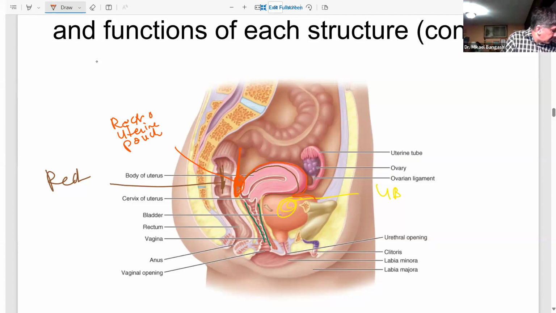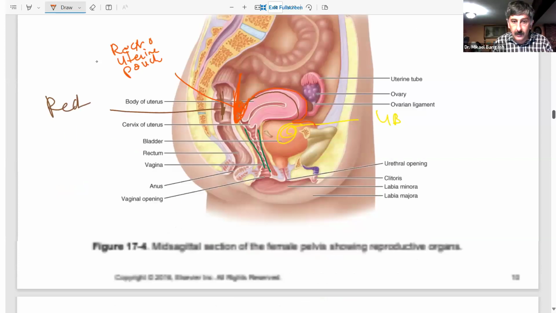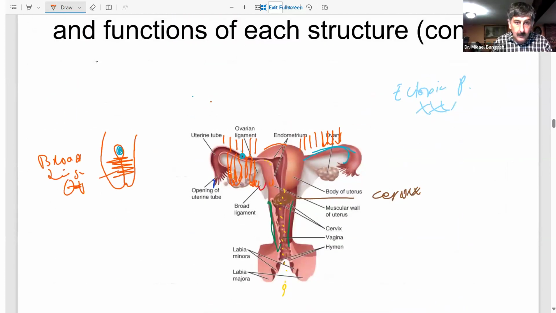The rectal uterine pouch is a pouch-like structure formed by peritoneum running between the rectum and the uterus. On both sides, the peritoneum also runs over the back of the fallopian tubes, up and then down and up, forming the broad ligament.